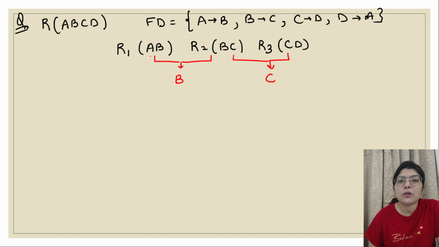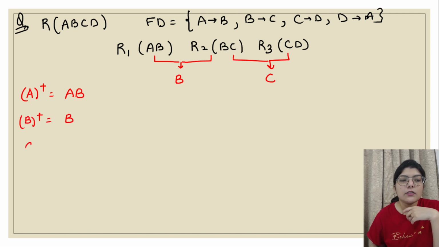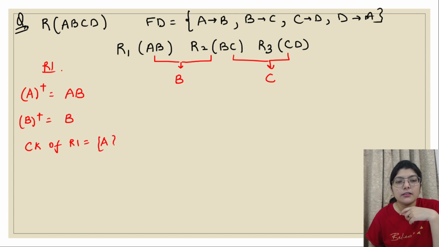So R1, what is the candidate key of R1? The candidate key of R1 is A, right? So what we have to do, we have to take the closure of A. A closure will give you AB, and then I have B, so B closure will give you only B. So the candidate key of R1, I'll write over here, is A.